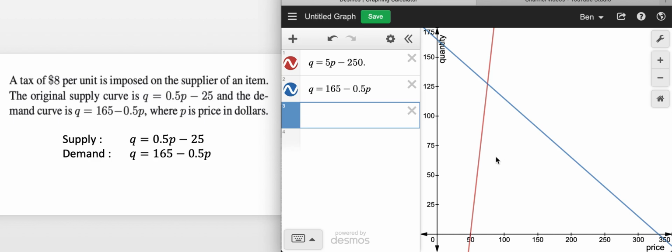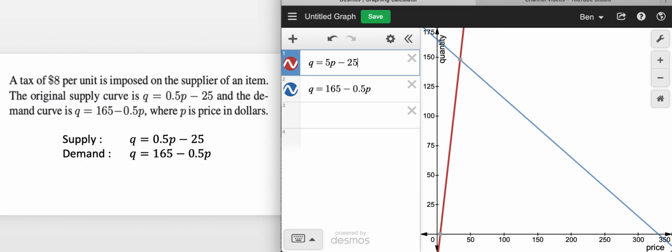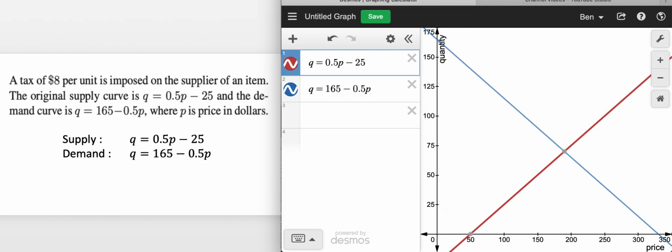So here I have a graph of these functions. But I do have a typo. I put in 250. Let's make that 25. And make this 0.5. Okay, much better. So here I have my supply and my demand function.